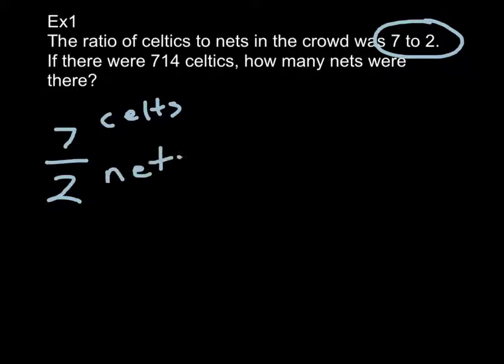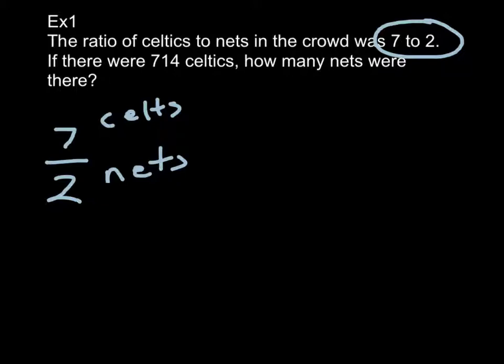And this is a ratio because obviously in the crowd we're going to have more than just 7 Celtics and 2 Nets, or in other words, a total of 9 people. But all it is, it's just comparing one to another as a fraction in lowest terms. So for every 7 Celtics, there are 2 Nets in the crowd. Now it goes on to say, if there were 714 Celtics, how many Nets were there?